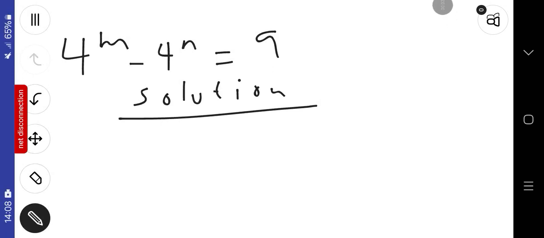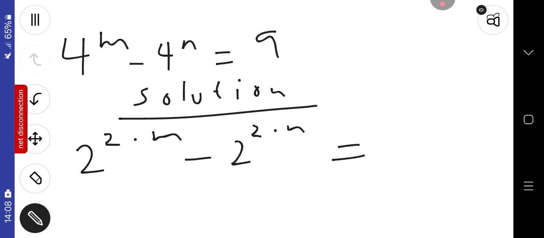So we are having 4 exponent m minus 4 exponent n is equal to 9. So we can write this as 2 exponent 2 times m minus 2 exponent 2 times n is equal to 9. Can you see that? All right.